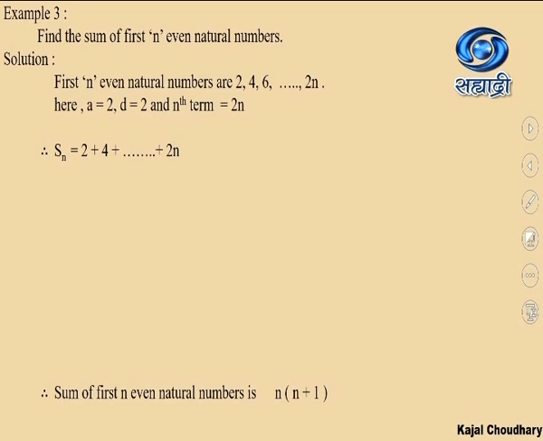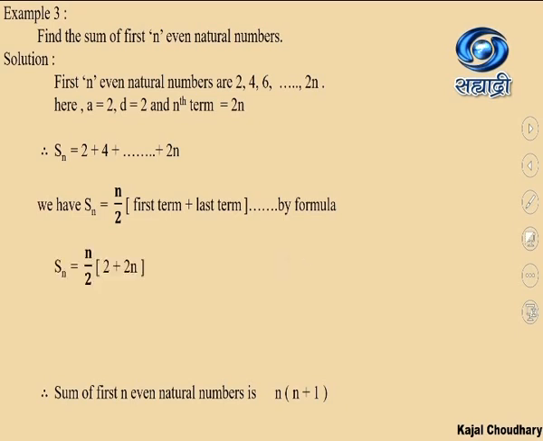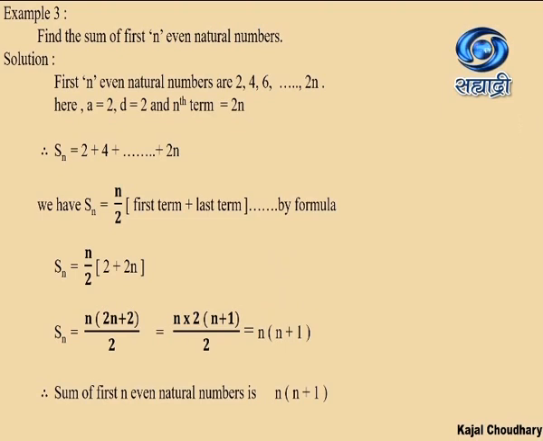Now, the sum of the numbers is 2 plus 4 plus up to 2n. We can go on adding the numbers in between also, but there's no need right now. We can again use the same formula as we have the first term as 2 and the nth term as 2n. Therefore, Sn is equal to n upon 2 into (2 plus 2n). Now, if you observe, among 2 and 2n, you can take 2 as common. So that is what we had done over here. When we take 2 out from 2n, we are left with n. And when 2 is taken out as common from 2, we are left with 1.